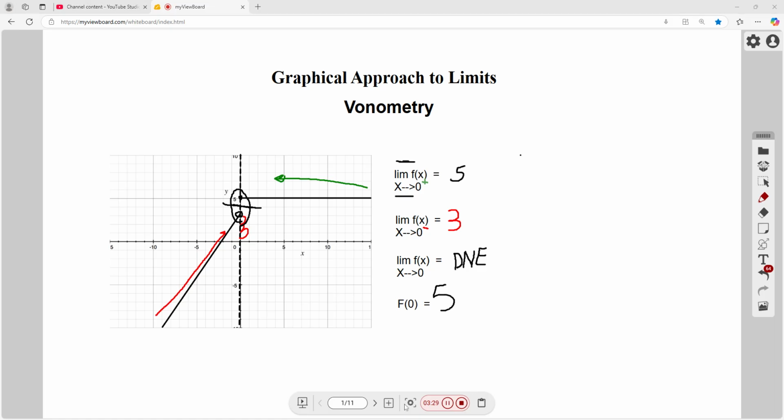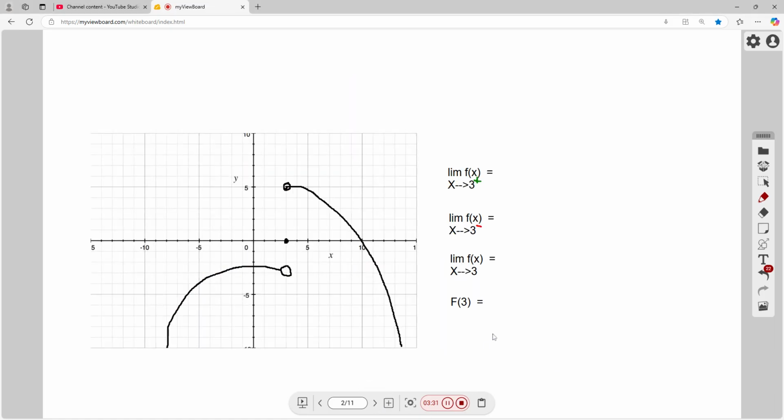Now for the next one, we have this. You're just going to do the same thing basically. You're going from the positive side towards 3. 3 being right over here. And we can follow this side, all the way up, and then we can see that the y for this will follow around 5. So that's going to be our answer for this one.